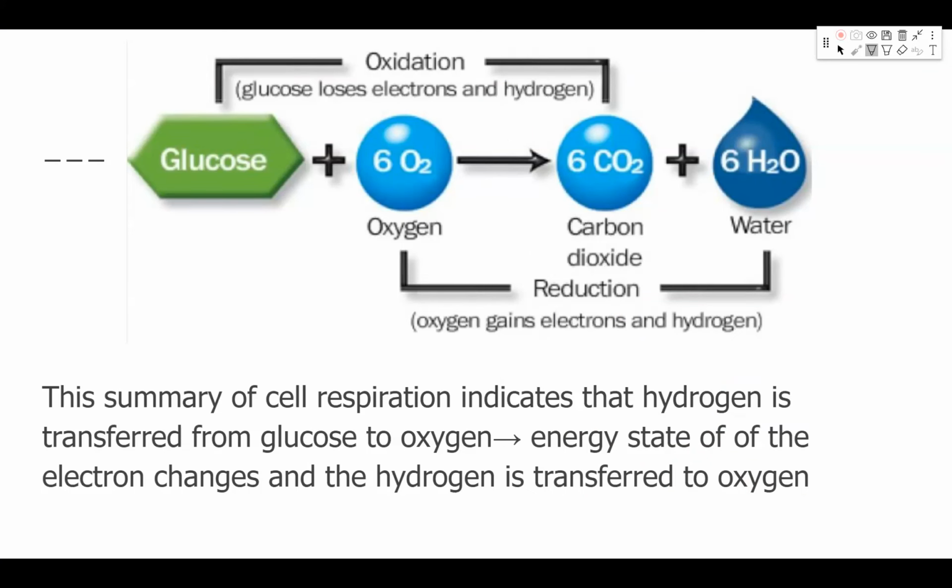So, cellular respiration is a redox reaction. If we have our equation, glucose plus oxygen gives us carbon dioxide and water. Glucose is going to lose electrons, and oxygen is going to gain electrons. So if glucose is oxidized, if it's losing electrons, that means glucose is our reducing agent. And oxygen is going to gain electrons, so it is going to be our oxidizing agent.